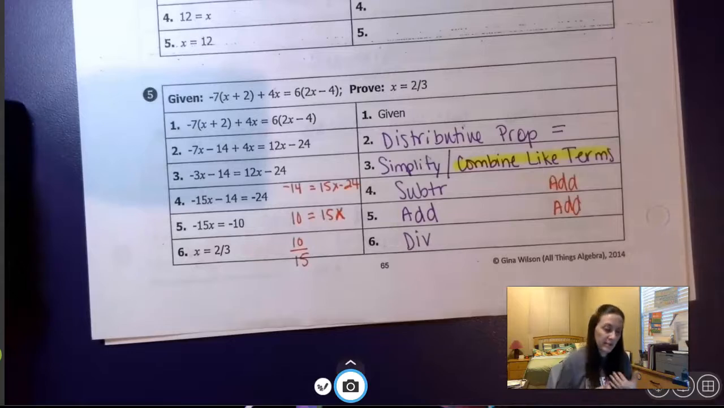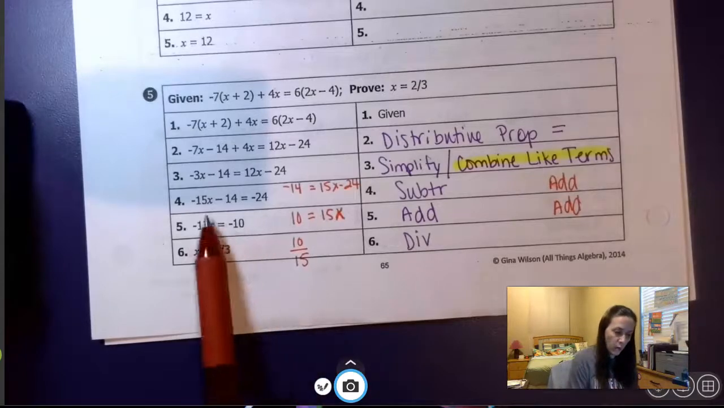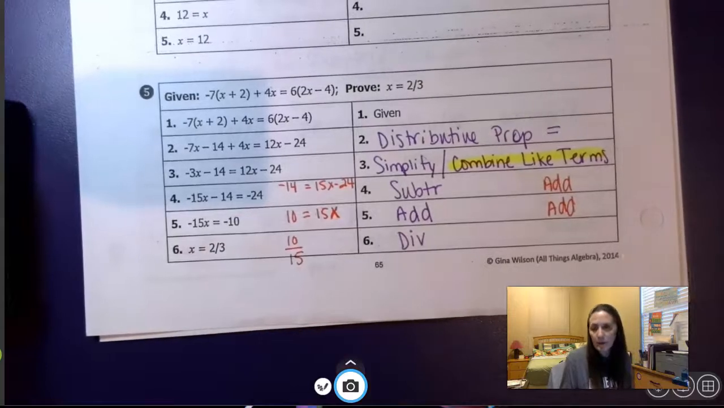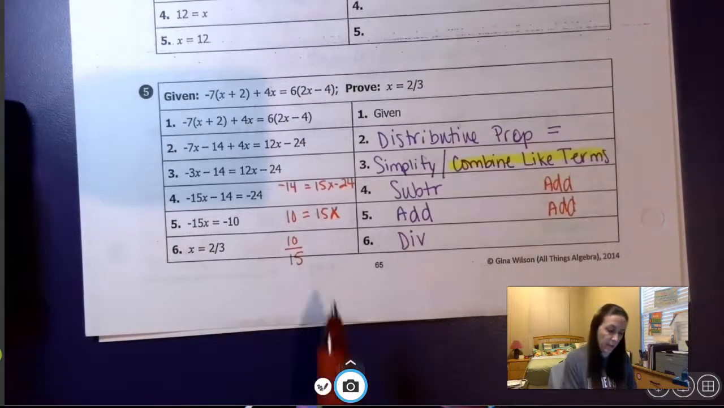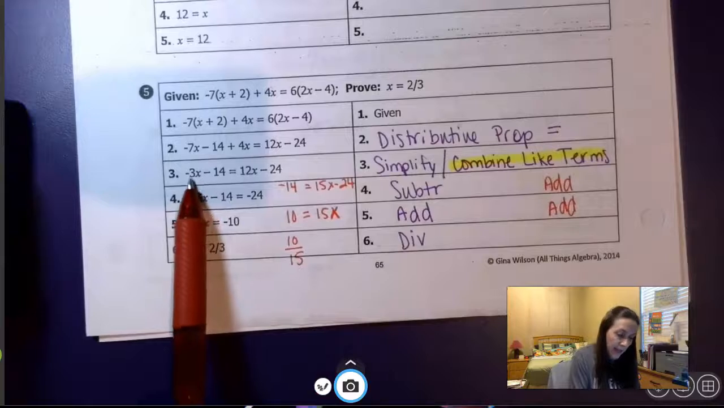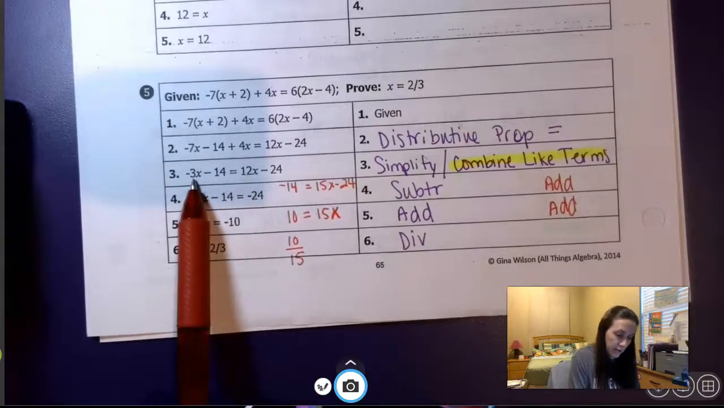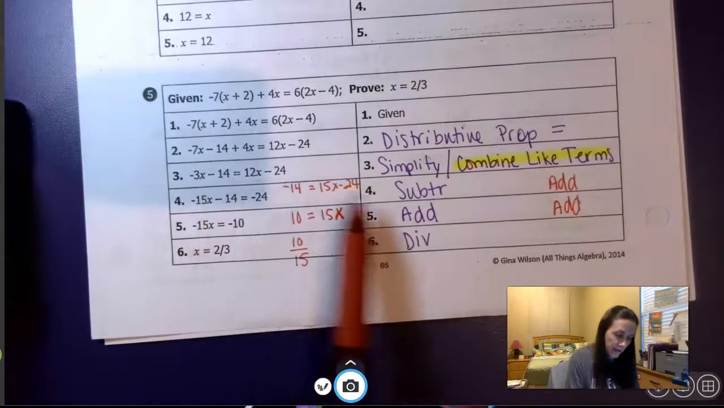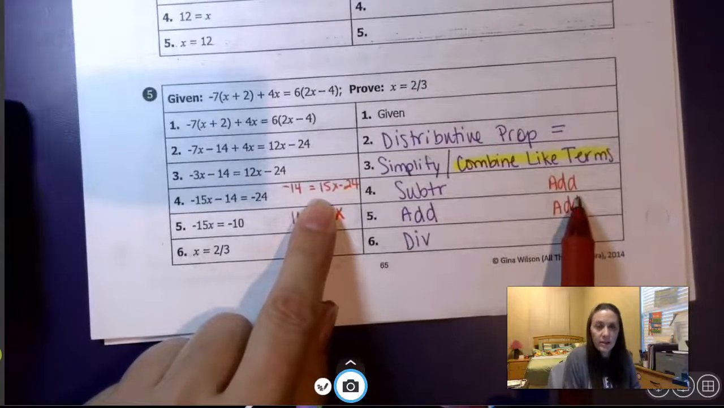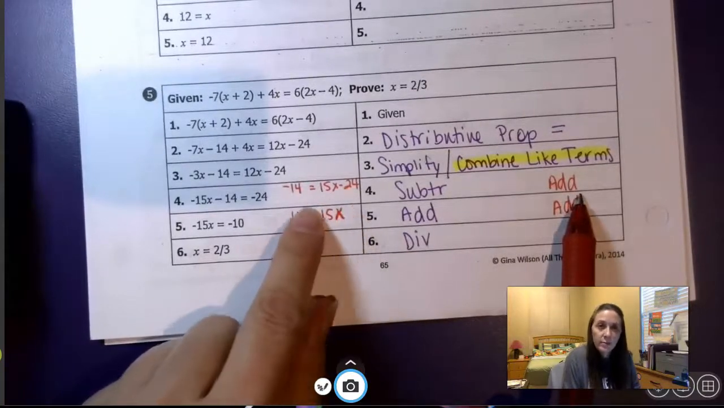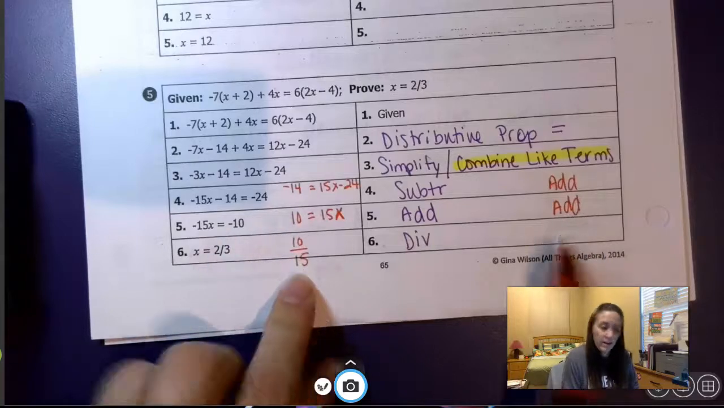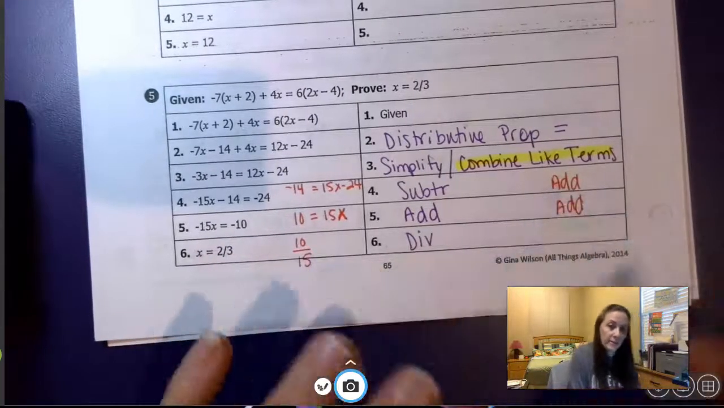My problem with it is that I personally want my variable to be positive. It's just a thing. I like my variable to be positive when I can make it happen. So I would have added the 3x over here. And if I added the 3x, I would have had this. So I would have said addition here. And then I still would have added the 24 over here. And then I still would have divided. So this is the only one that would have technically changed.